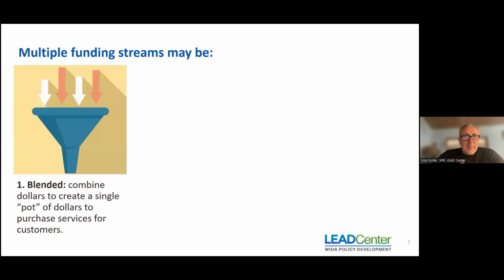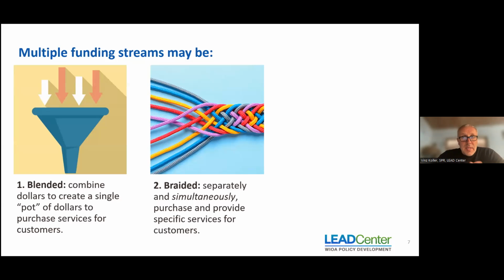In the middle, colorfully represented by a braid, multiple funding streams separately and simultaneously purchase and provide services for customers. This requires interagency coordination and collaboration with the goal of delivering more comprehensive services for participants. In this case, the funds do not lose the identity of their original funding stream.